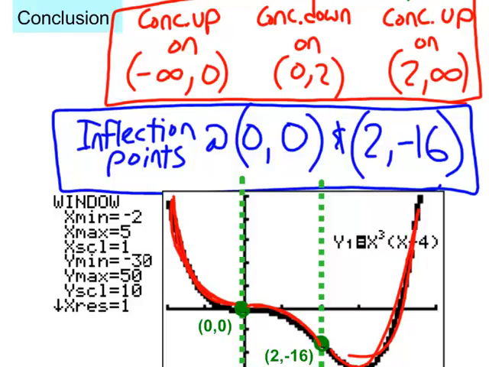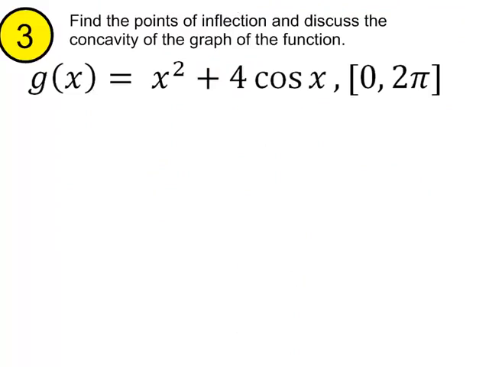All right, let's go on to our last exercise. Okay, same task here, this time involving a trig function. Let's see if that makes things any more difficult. Let's start with our second derivative, right? Which of course requires that we start with the first derivative, really.